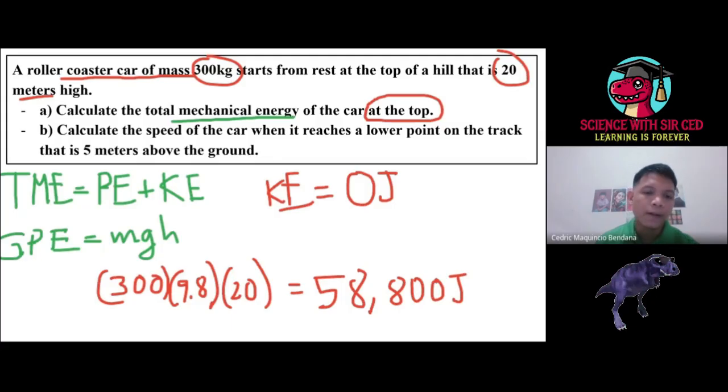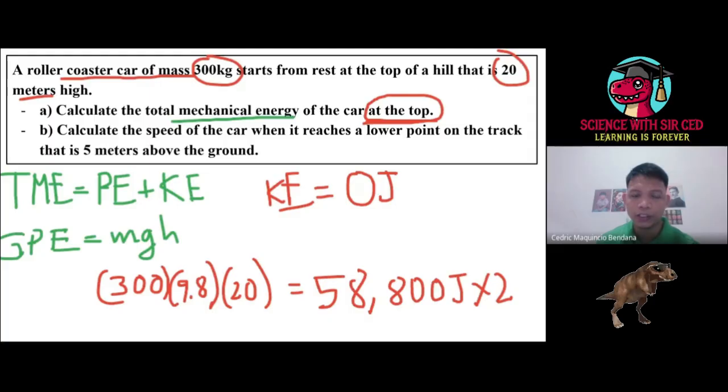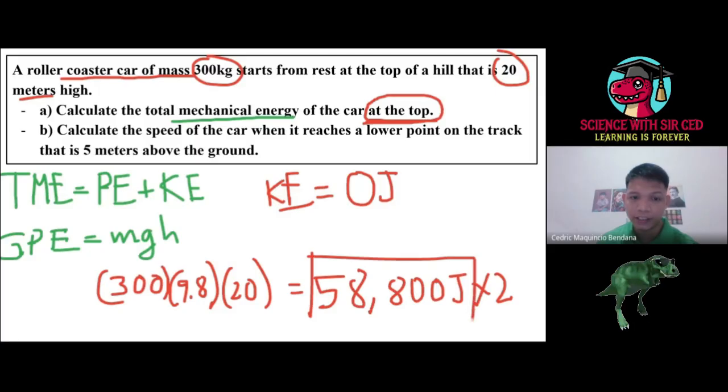Some students assume that all the kinetic and potential energy will be converted, so they make it times 2. It's fine, they assume it's okay. But if you see this word, you have a keen observation. In the question on letter A, the car is still on the top, making kinetic energy 0. So the final answer is this, or times 2. Your answers are both correct.